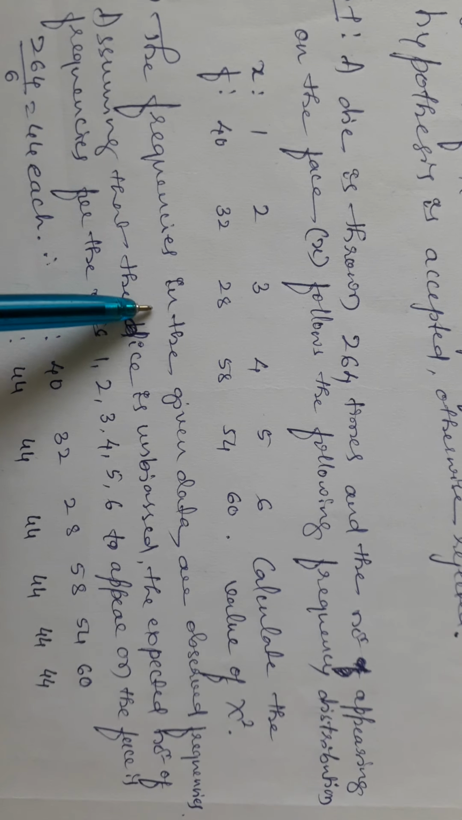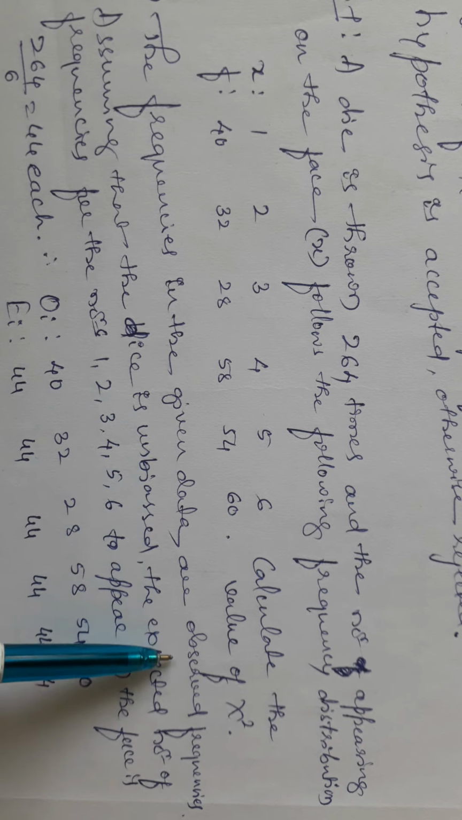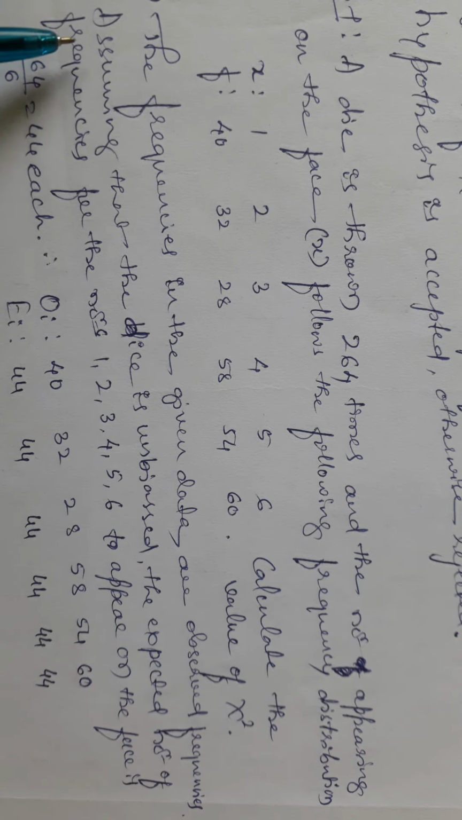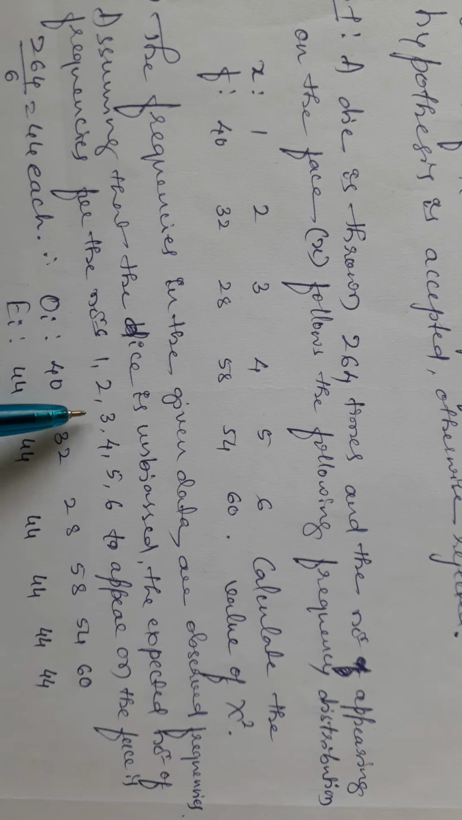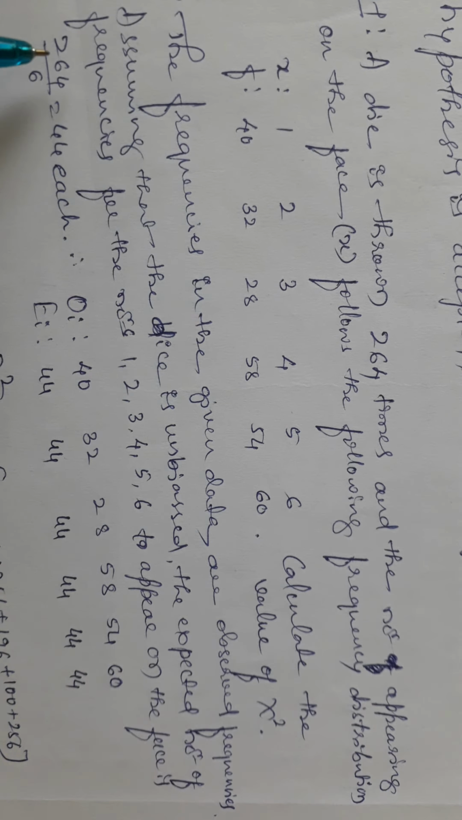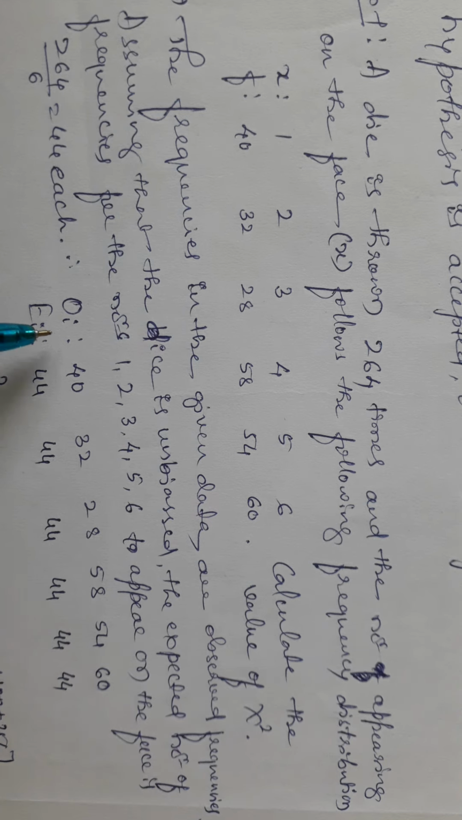Here the frequencies in the given data are observed frequencies. Now assuming that the die is unbiased, the expected number of frequencies for the numbers 1, 2, 3, 4, 5, 6 to appear on the face is 264 divided by 6 faces, equal to 44 each. Therefore the given values are observed, and the expected is 44 each.